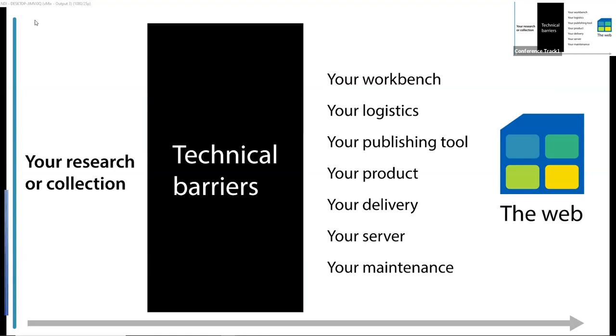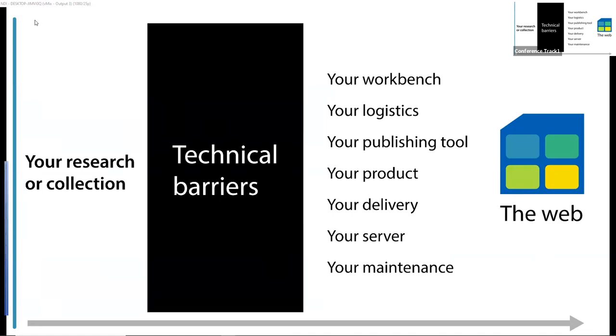And the product could be an HTML page. It could be an actual layout for a book or a hard copy. You then have to deliver that over the web in some technical way, or deliver it electronically in some technical way, perhaps putting it on a server that you have to maintain. So there's some technical costs there. And throughout that process, you have to maintain this effort if you want it to persist, and it's not just a one-time effort.